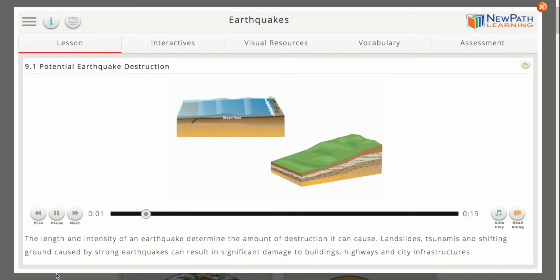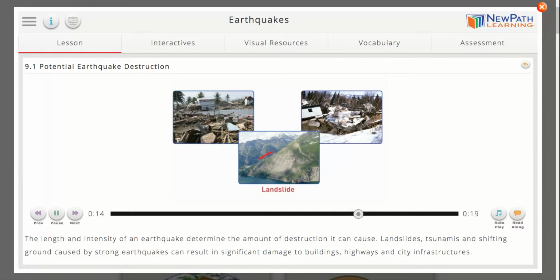Earthquake safety. The length and intensity of an earthquake determine the amount of destruction it can cause. Landslides, tsunamis, and shifting ground caused by strong earthquakes can result in significant damage to buildings, highways, and city infrastructures.